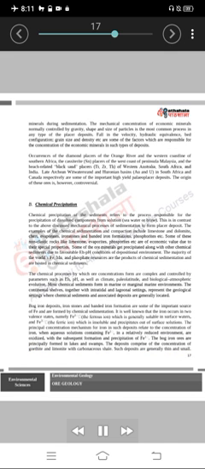The mechanical concentration of economic minerals, normally controlled by gravity, shape and size of particles, is the most common process in any type of the placer deposits. Fall in the velocity, hydraulic equivalence, bed configuration, grain size and density etc. are some of the factors which are responsible for the concentration of the economic minerals in such types of deposits.